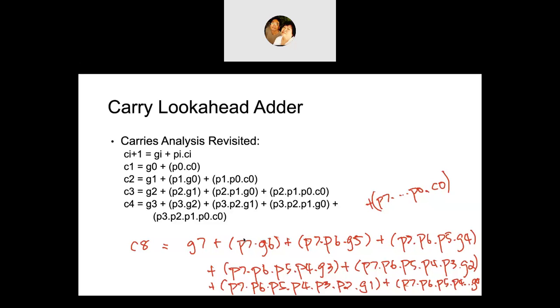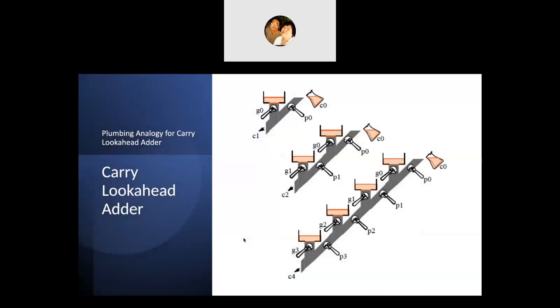But at least with the carry look-ahead adder, now we don't have to wait for the propagation, or we can simply say that the circuit will have a shorter gate delay. But what is the gate delay for the carry look-ahead adder? We know that it should be faster because we have a better equation. We don't have to wait. Let's say in terms of C8, it does not have to wait for C7.